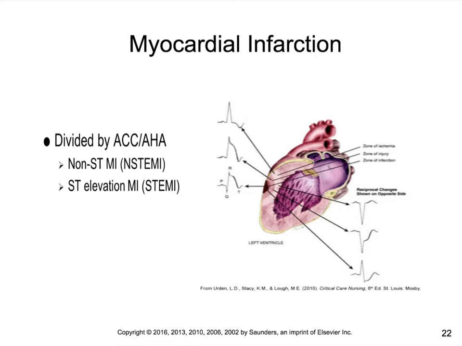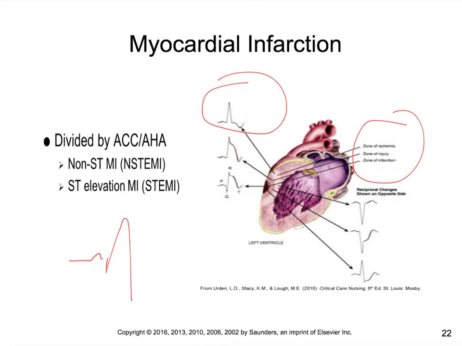So what you can see here, it's typically talking about the zone of injury or zone of ischemia. If an area begins to have episodes of ischemia, which we know is some slight deprivation of blood flow, the EKG will show a depressed ST segment. So remember that normal EKG: P wave, QRS, and a T wave.